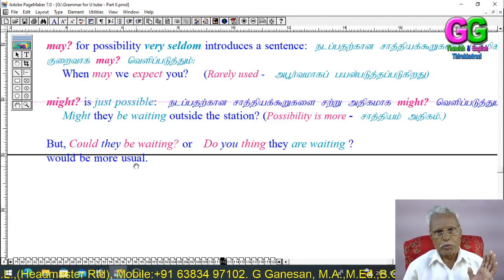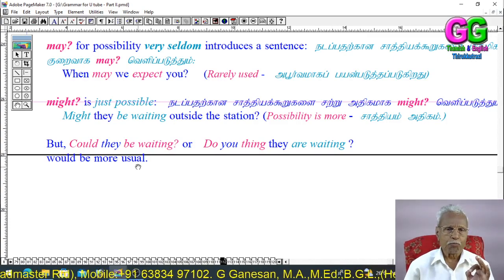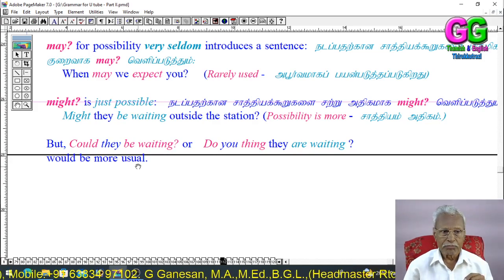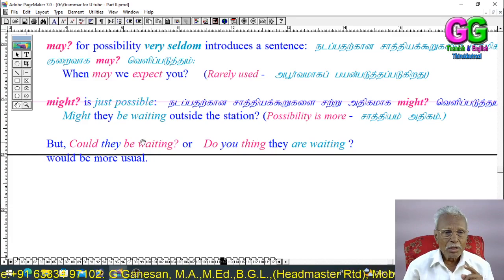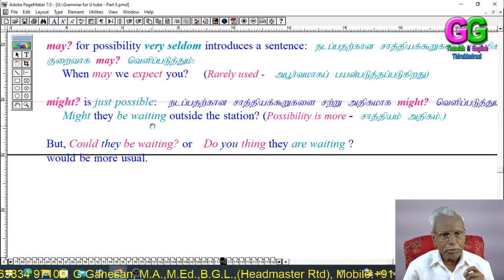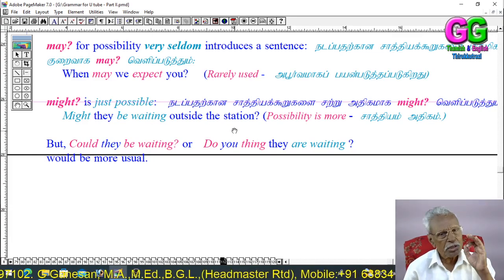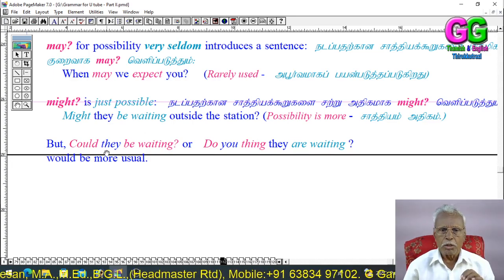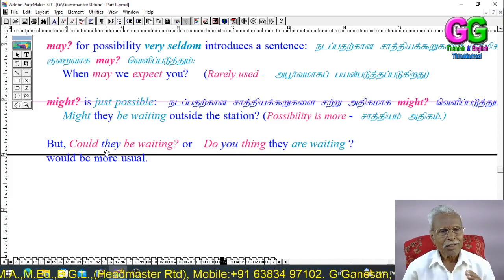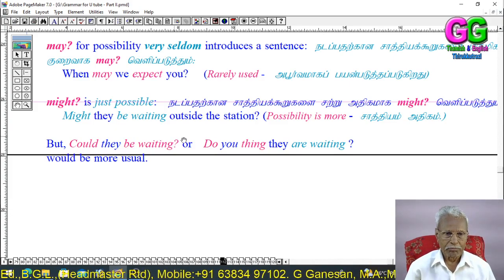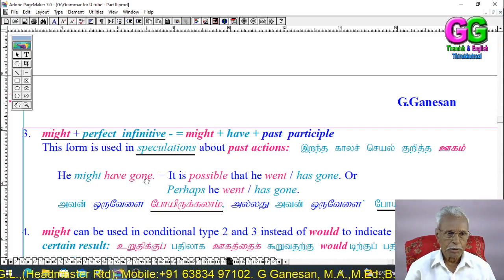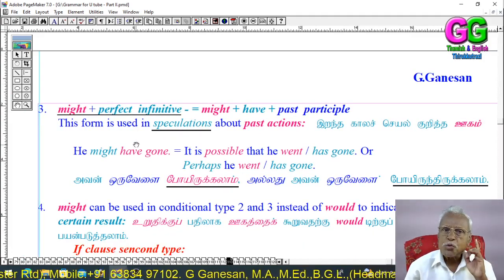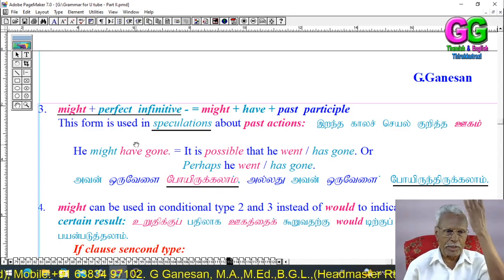Would is more useful. In English, the use of "might they be waiting outside the station" is less common, but "would they be waiting" or "do you think they are waiting" are more useful. Thus, under the heading possibility, we have seen the three main uses of might.